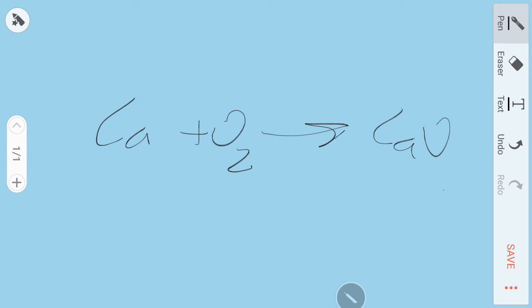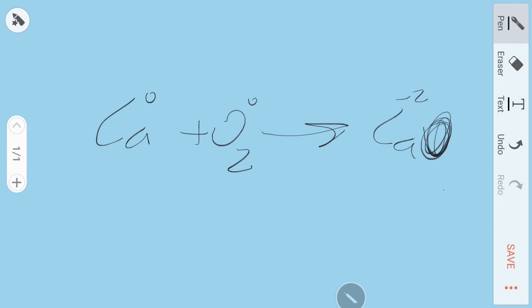Okay, number 8. We have calcium plus oxygen yields calcium oxide. This is a very simple synthesis reaction. Calcium has a charge of 0. This diatom of oxygen has 0. Calcium is in the second group on the periodic table, so I know it's +2.